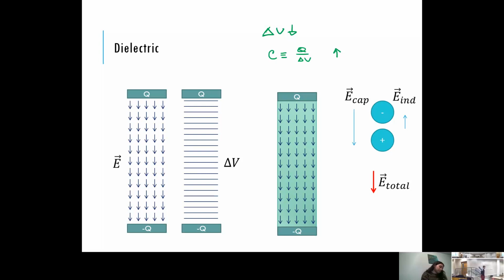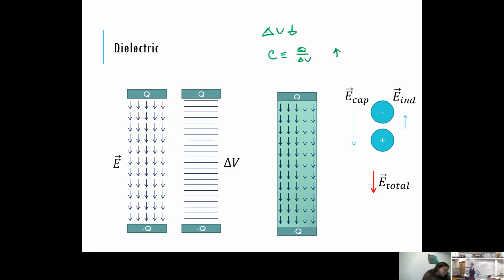From a practical standpoint, I also said there's a limit to how much charge you can dump on a capacitor plate. This will hopefully give you a sense of that. If you make the electric field of the capacitor so strong that you rip the electrons out of the dielectric, then you have now damaged your capacitor. It will no longer work.